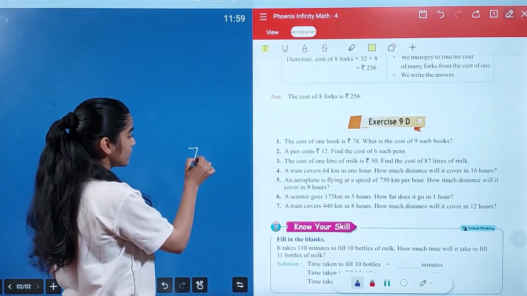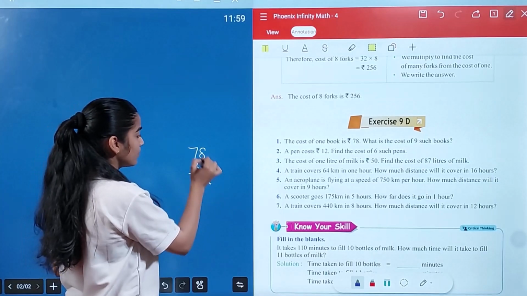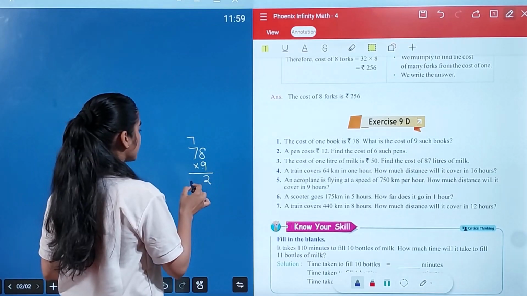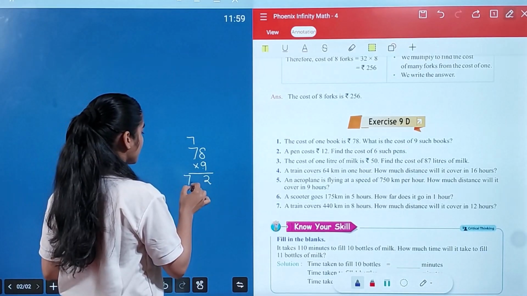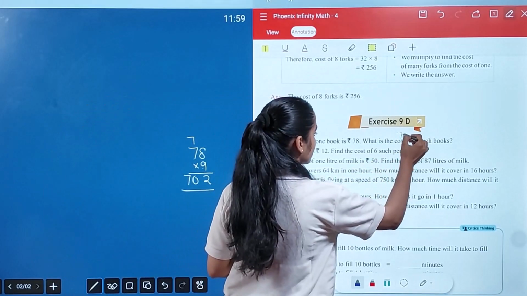So you have to just multiply 78 with 9. So 9 8s are 72, 9 7s are 63 and 63 plus 7 is 70. So 702 will be your cost.